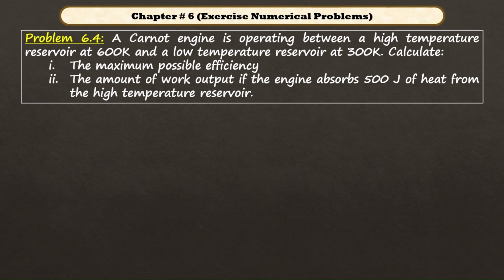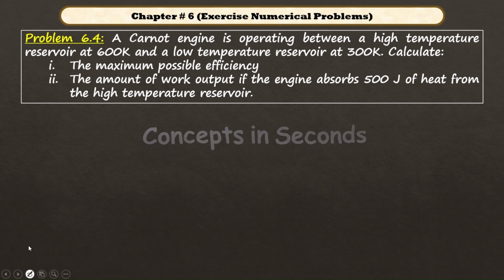Numerical number 6.4. A Carnot engine is operating between a high temperature reservoir at 600 Kelvin and a low temperature reservoir at 300 Kelvin. Calculate the maximum possible efficiency. We have to find the maximum possible efficiency and the amount of work output if the engine absorbs 500 joule of heat from the high temperature reservoir.